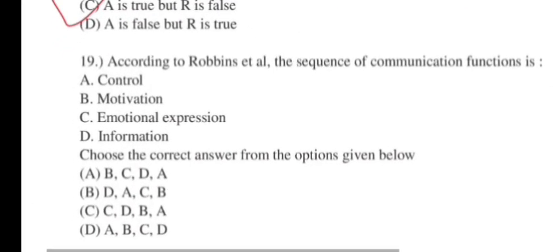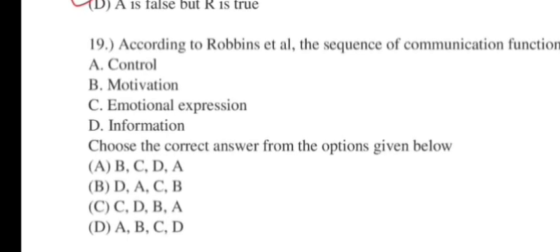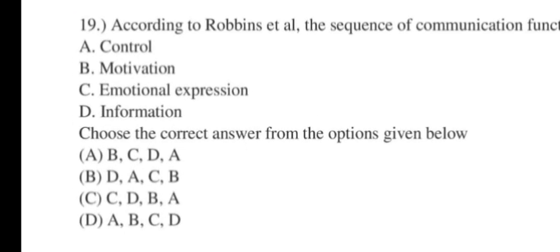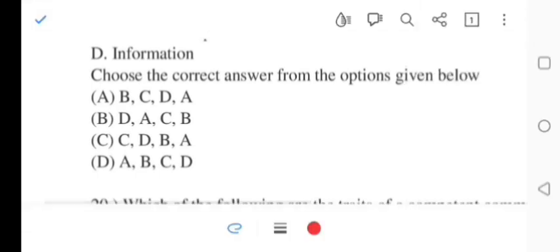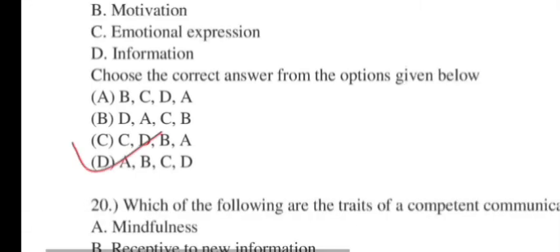19 says, according to Robbins et al., what is the sequence of communication functions? A, B, C, D: control, motivation, emotional expression, information. Choose the correct answer from the options given below. For 19, option D will be correct.